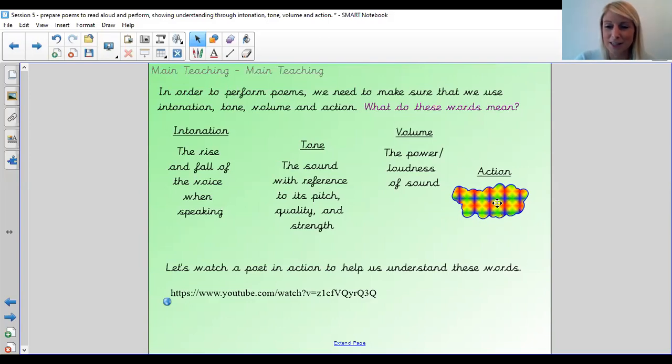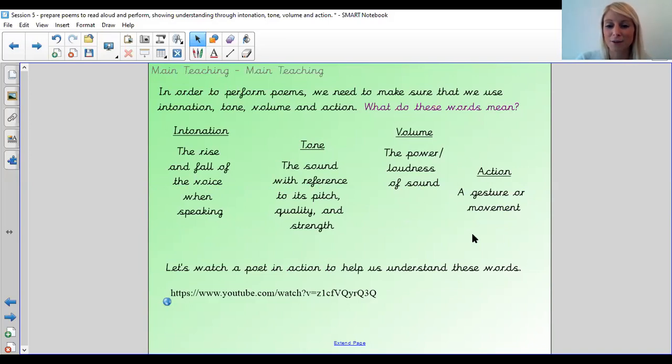And what about action? So this is where he was talking about using our bodies and our body language, our hands, our facial expressions. So a gesture or movement that can help the person watching you perform to understand the meaning of the poem.